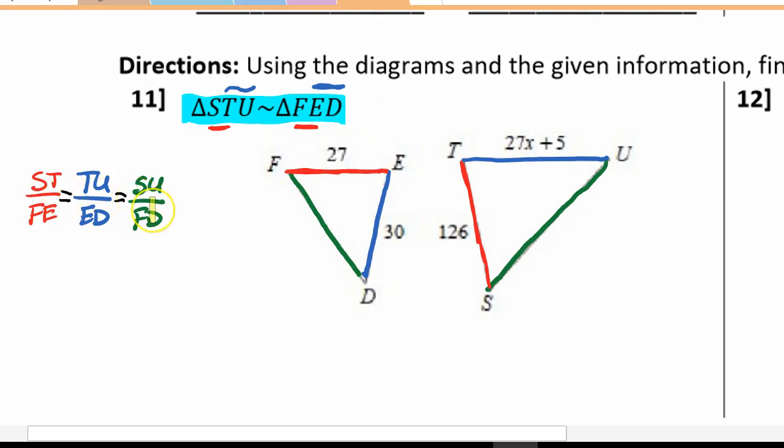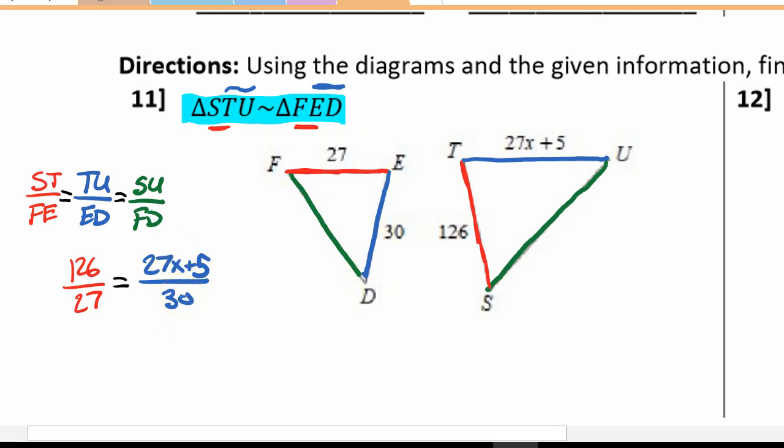So since I know all these sides are in proportion, I can set up a proportion between 2 of the 3 sides. In this case, we will use FE, ED, and TU and TF. So 126 over 27 equals 2x plus 5 over 30. Now it doesn't matter the order that I have them. I could have flip-flopped these. I could have had them flip-flopped up and down and side to side.